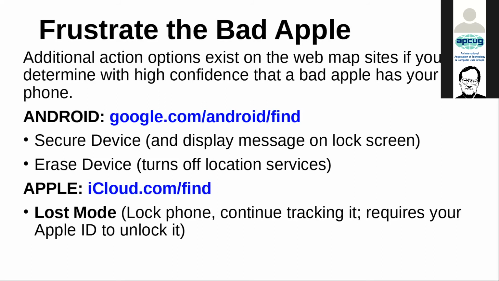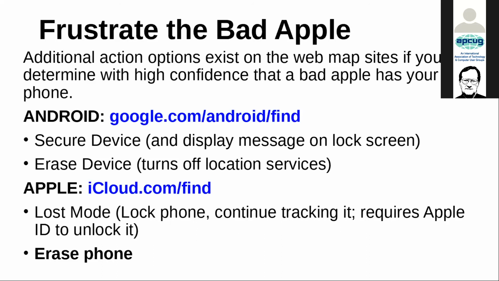Apple, we mentioned, we've already seen the web map at iCloud.com/find. They offer something similar to Secure Device for Android. It's called Lock Mode. It locks the phone. It allows you to continue tracking it, and it requires your Apple ID, including the password, to unlock it. And yes, you can also use that site to erase the phone. I do not recommend that. As I said, it's extreme and only makes sense if you have another phone with all the same information on it.